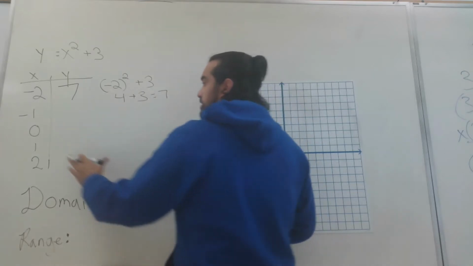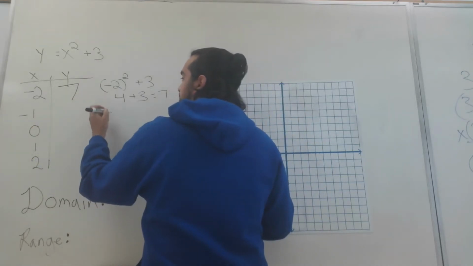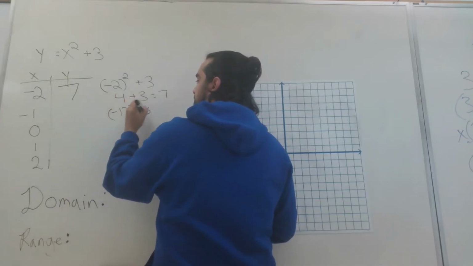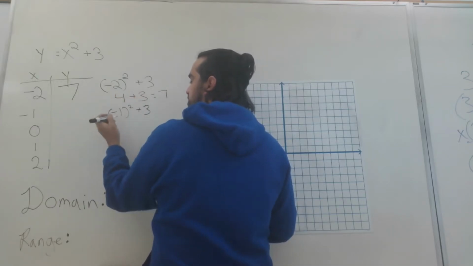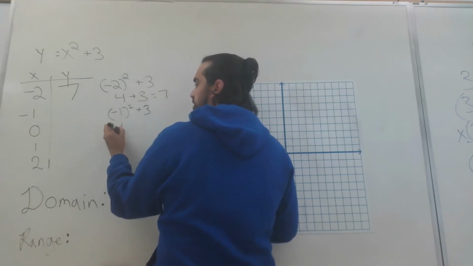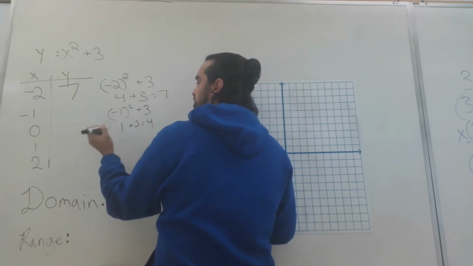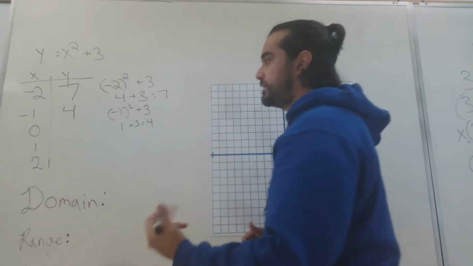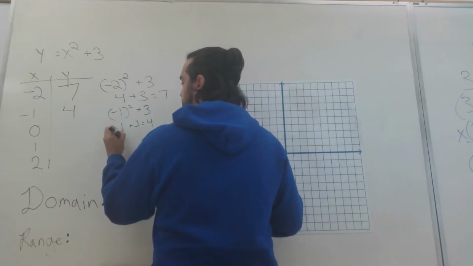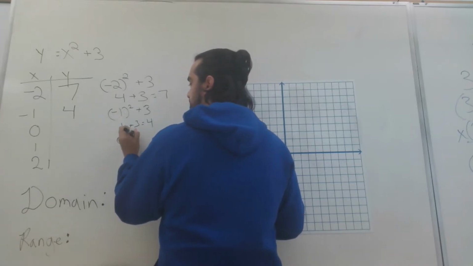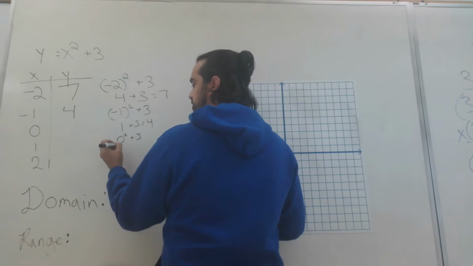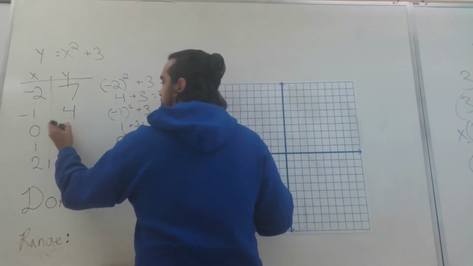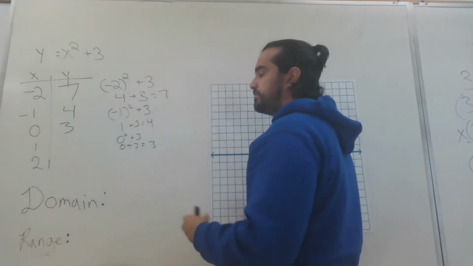Now, -1. (-1) squared plus 3. (-1) squared would be 1, plus 3 equals 4. So when x is -1, y is 4. Now 0. 0 squared plus 3. 0 squared would be 0, plus 3 gives you 3. So when x is 0, y is 3.